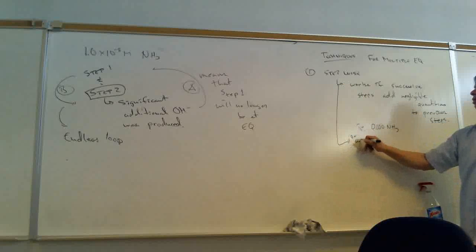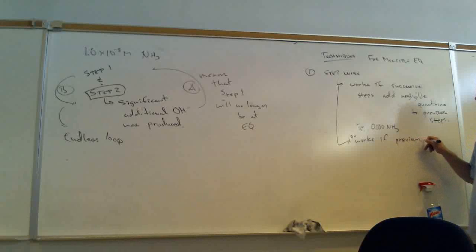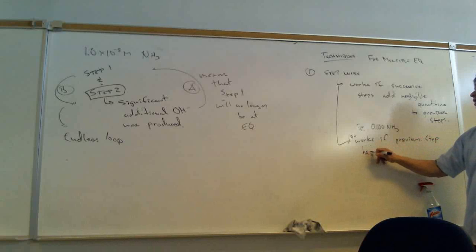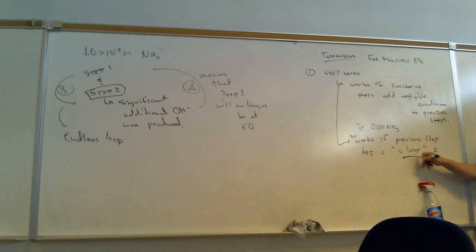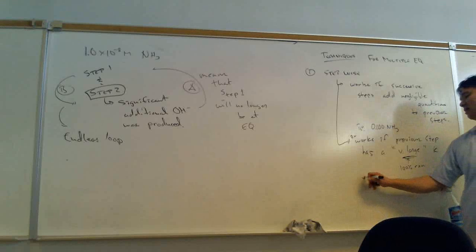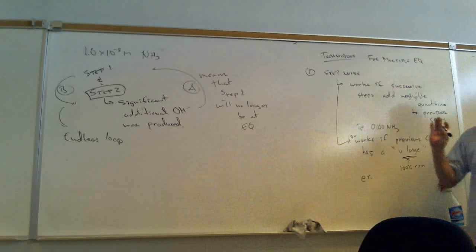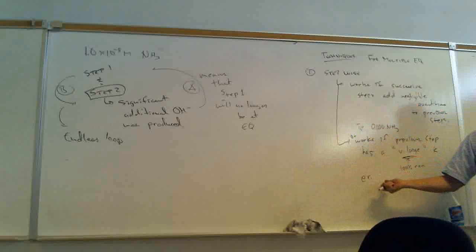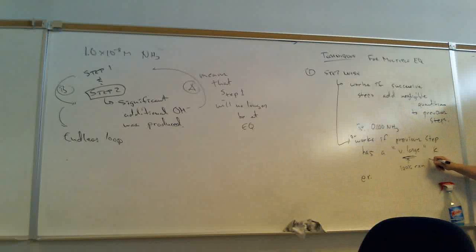Or it works if the previous step has a very large K. What does very large mean? There's no number, it's just very large. It means that we have 100% reaction. If we have 100% reaction, then no matter what I do to try to push the reaction backwards, I can add a lot more product, but it doesn't push the reaction backwards because K is very large. It only goes one way. And so it's only a one-way reaction.